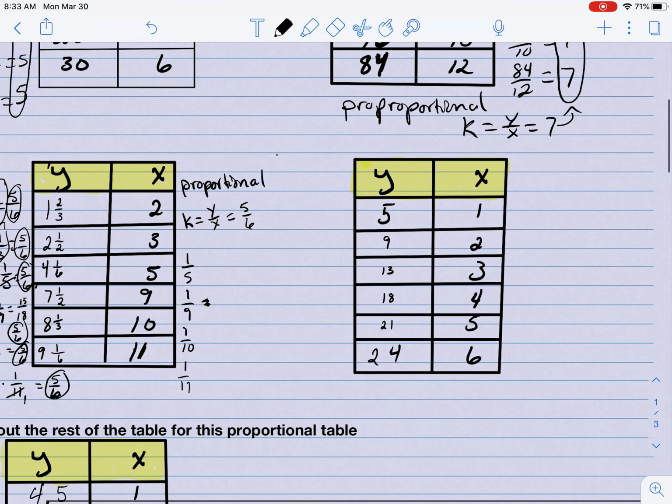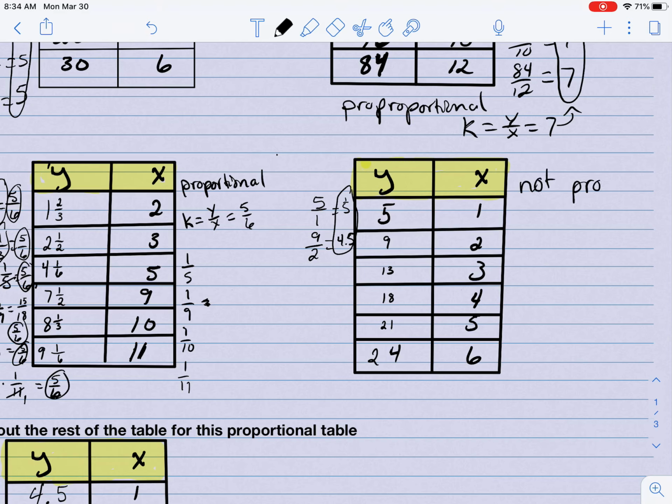Okay, next one. So same thing, you're going to take your y divided by x. So you've got 5 over 1, which equals 5. 9 over 2, which equals 4.5. Okay, so right here we see that these are different. Therefore, they're not proportional. It doesn't matter if any of these other ones equals 5 or 4.5. Because these two right here do not equal the same, this is not proportional. And therefore, there is no k.